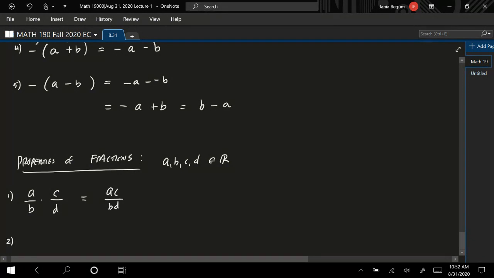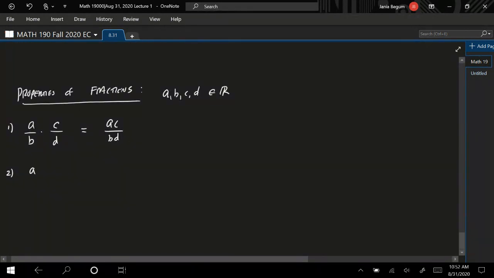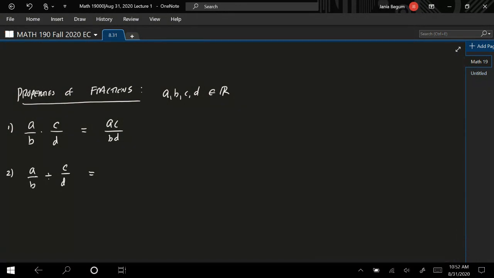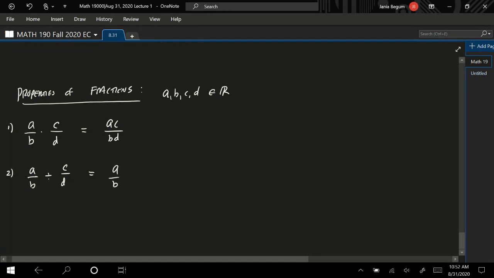Now, next thing is, how do you divide fractions, right? If you have a over b divided by c over d, so division, we can't really divide them, so what we do, we change it to multiplication and we reciprocate the second fraction. That way we can use property number 1. So we keep the first fraction a over b, change the division to multiplication, and then reciprocate the next fraction. That would be d over c. And now from here we can use property number 1. That would give us a times d over b times c. So that's how we divide two fractions.